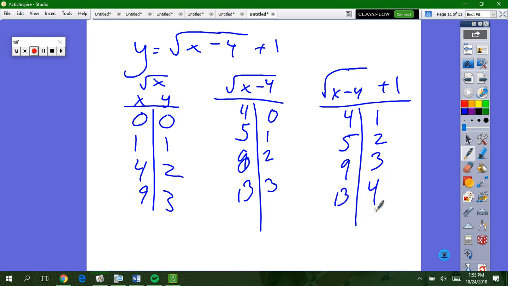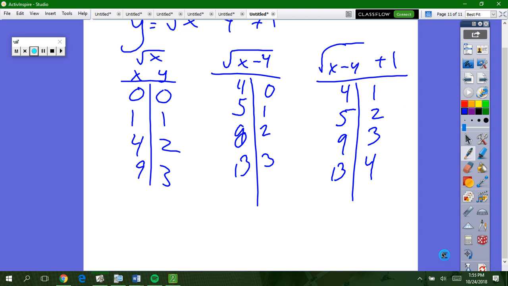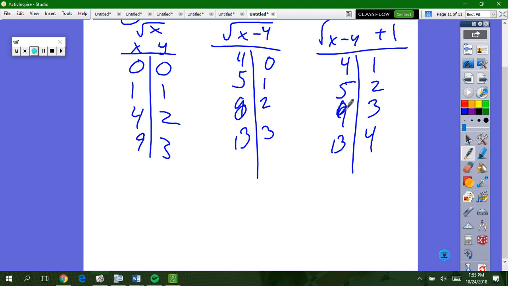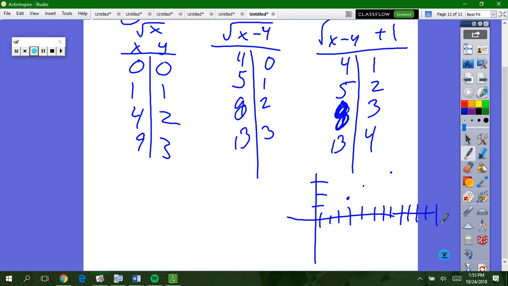Okay? So let's go ahead and plot this now. No, it's a 9. No, it's an 8. It's an 8. It is an 8. Straight up 8. I know it's an 8. I keep writing it, but it's an 8. So 1, 2, 3, 4, I'm at 1. 5, I'm at 2. 8, I'm at 3. 13, I'm at 4.